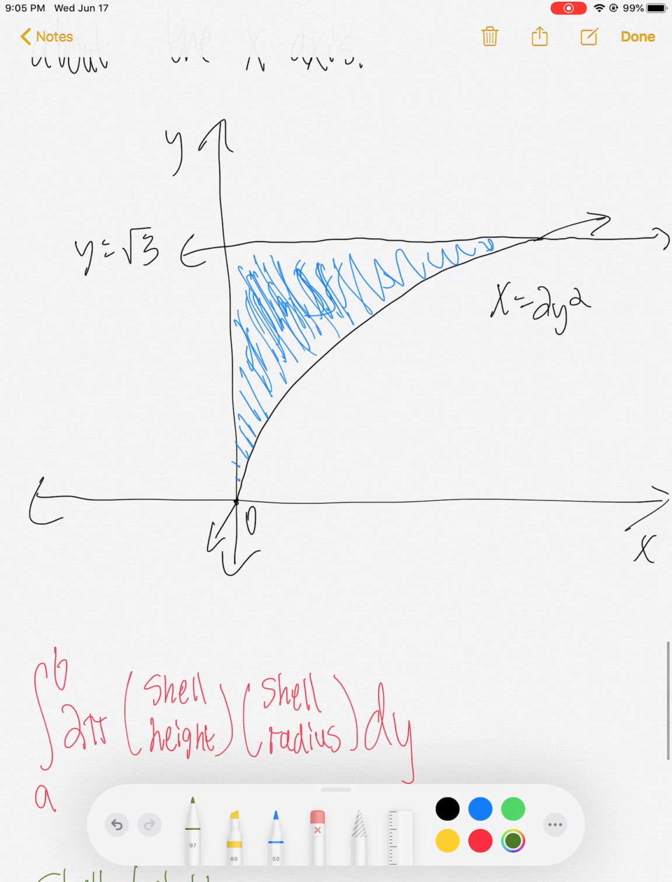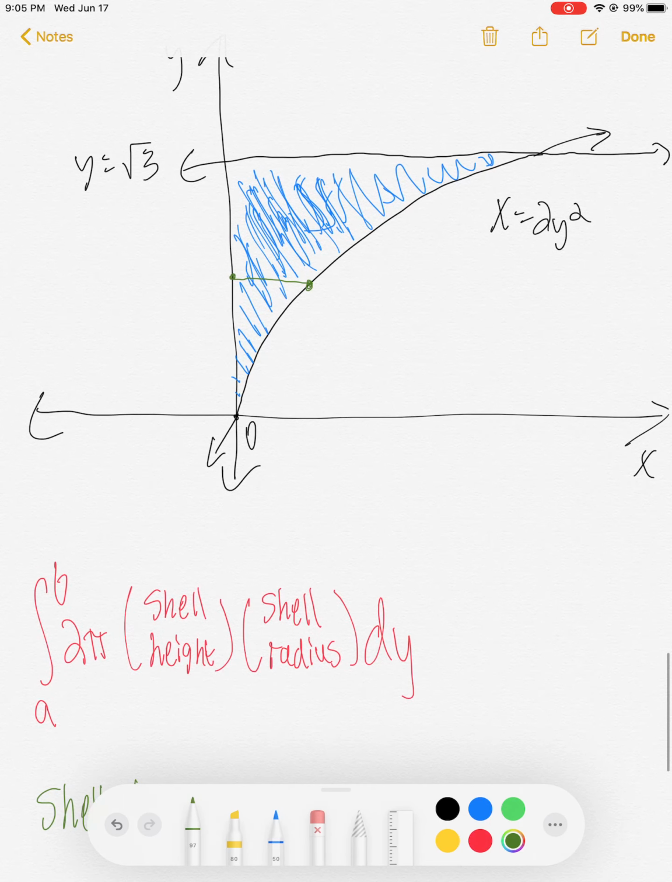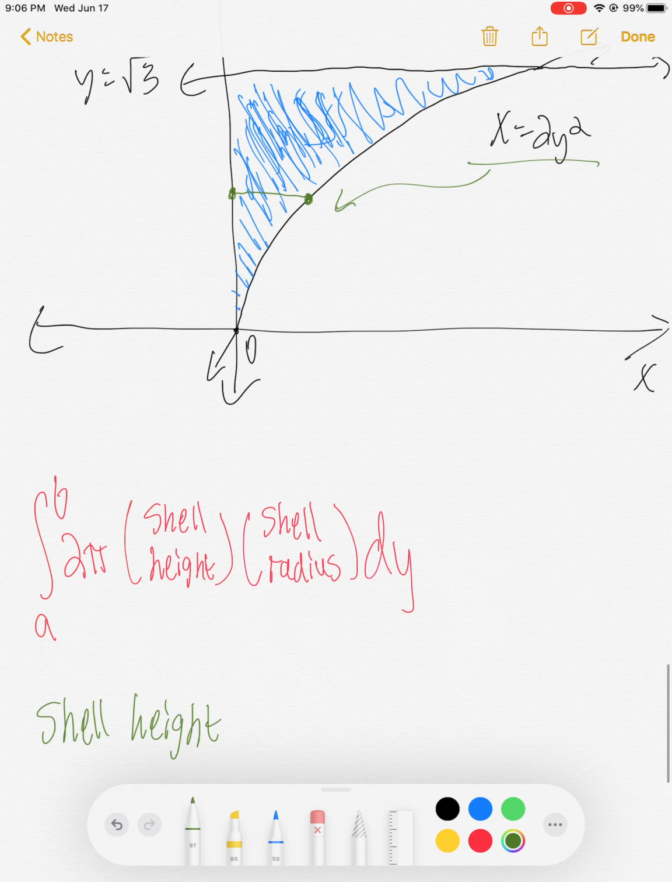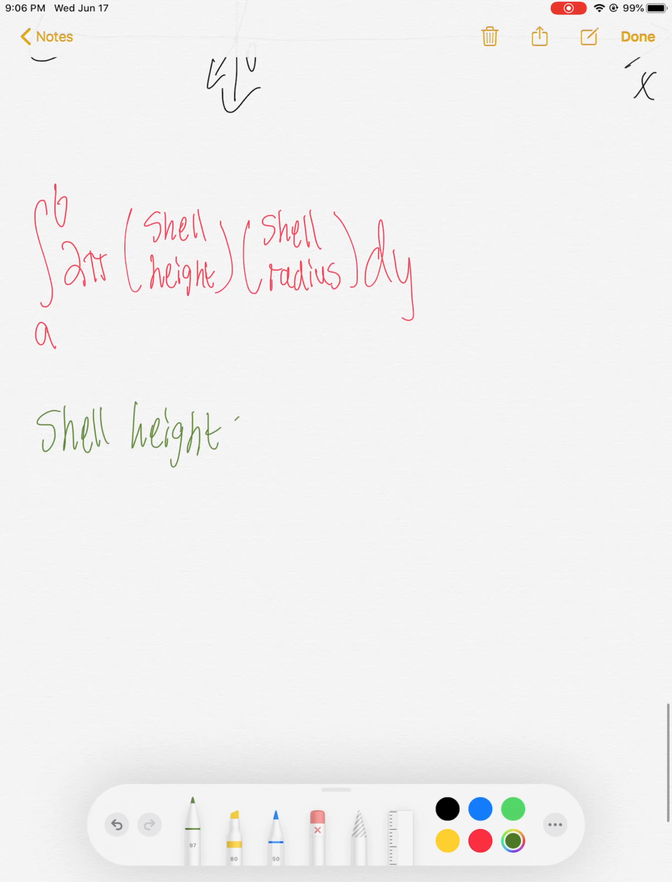So the axis of revolution in this problem is the x-axis. So we're going to sketch our horizontal segment. Our segment is going to be horizontal and look something like this, right? Well, we can see that the length of this thing is just whatever the x-coordinate is, and the x-coordinate is given by 2y squared. So like we said, here we're given functions of y instead of functions of x. So the shell height is going to be given by 2y squared.